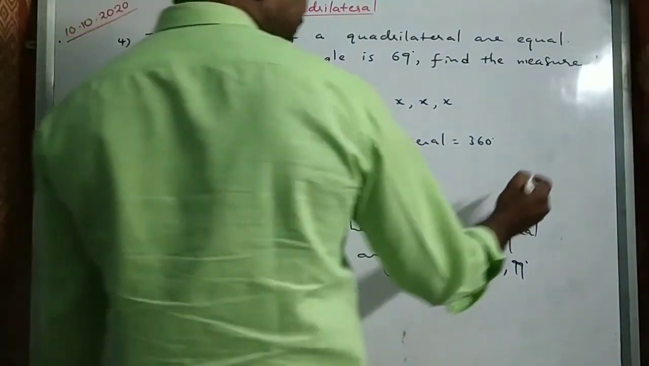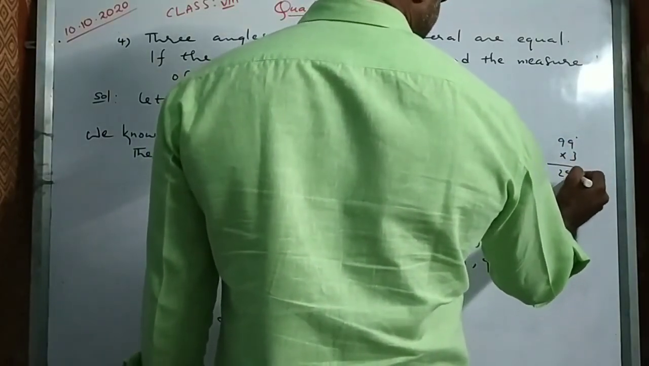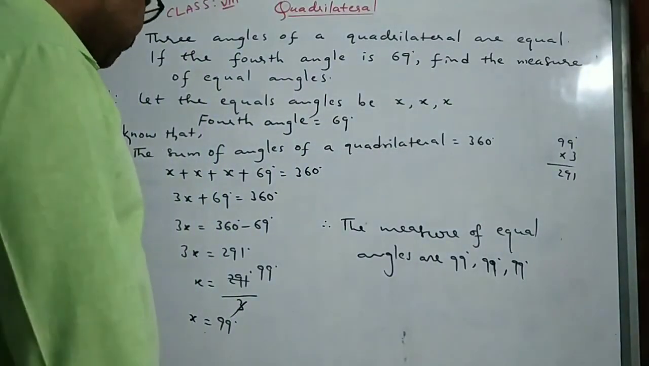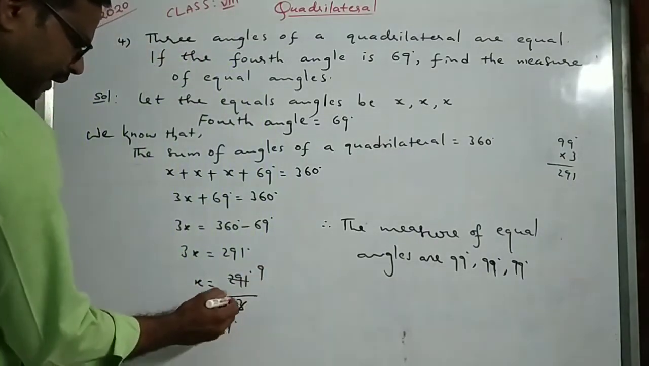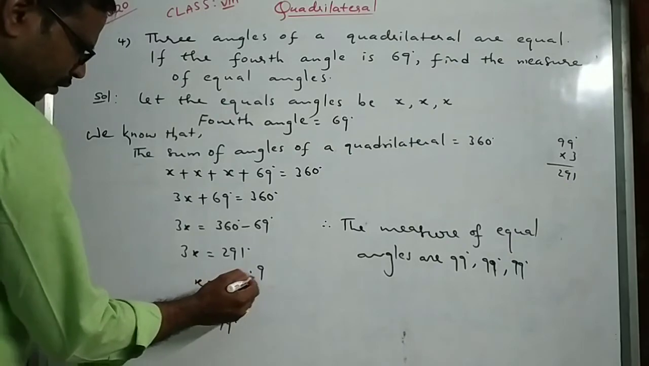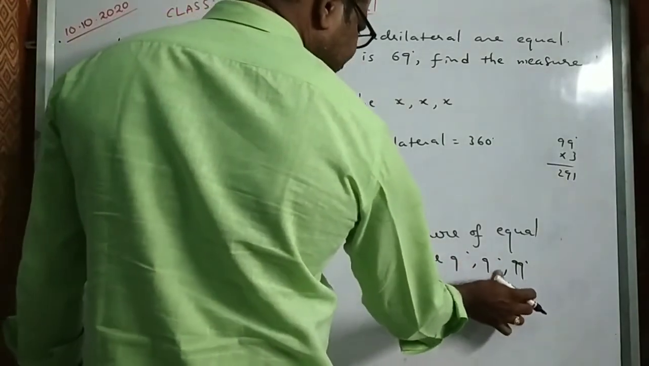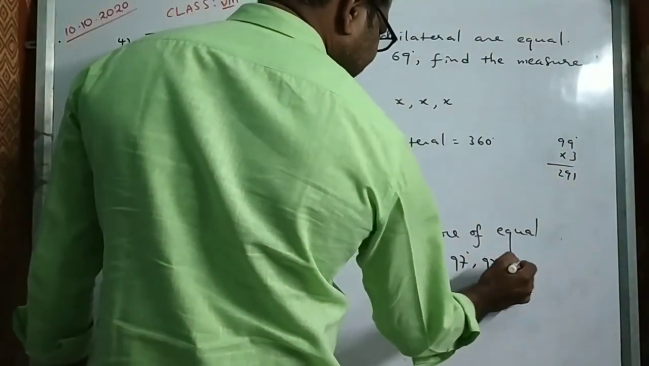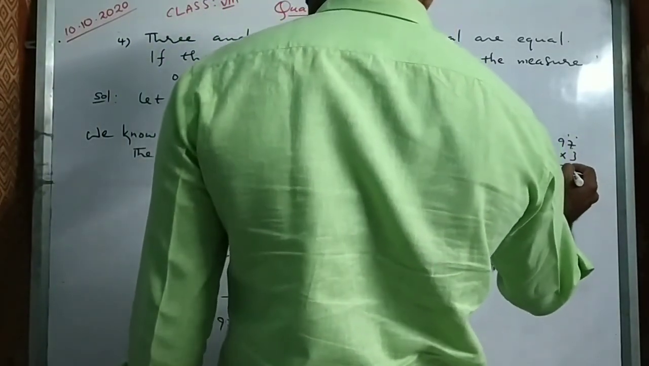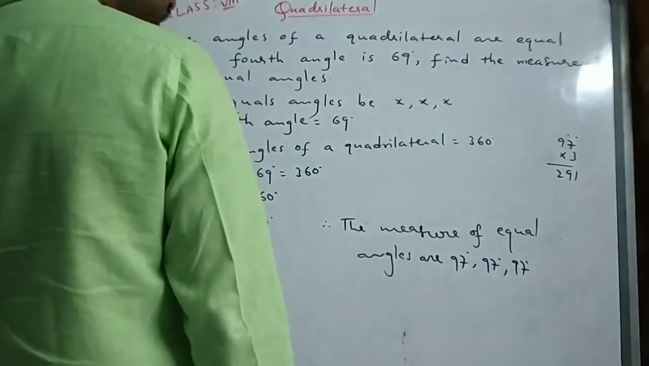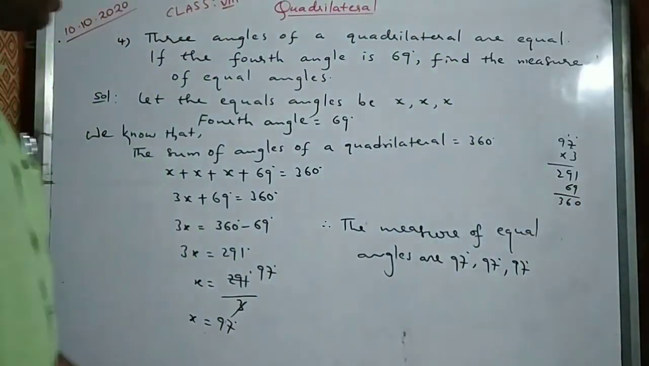Check: 97 3s are 291, right? Plus 69 is 360. So the solution is correct.